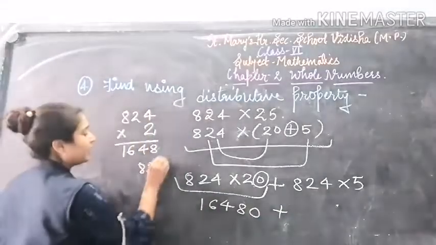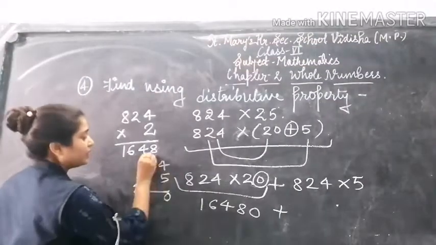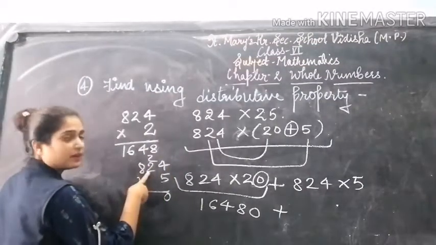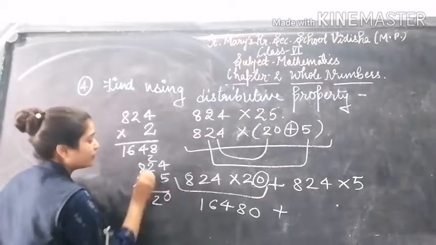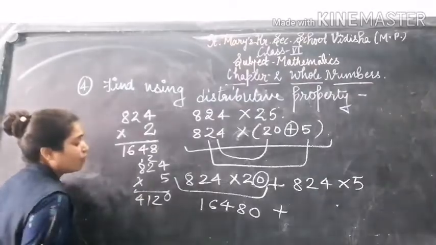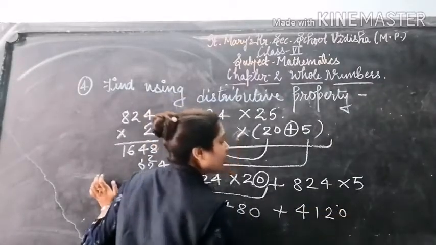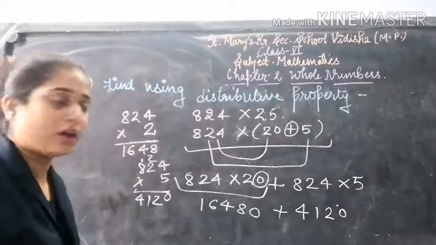We have to multiply 824 into 5. 5 4s are 20, carry is 2. 5 2s are 10, 10 plus 2 is 12, carry is 1. 5 8s are 40, 40 plus 1 is 41. So 4120 is the answer.